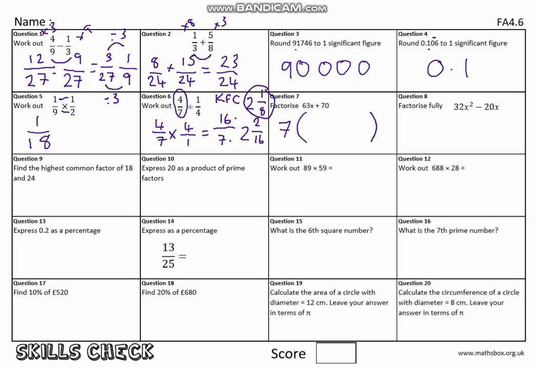To get from 7 to 63, we're going to have to times that by 9, okay? So we're going to put our 9 here, and then we've also got an x, so we'll put our x there. And to get from 7 to 70, we're going to have to times that by 10, okay? So we end up with 7, brackets, 9x plus 10, close brackets. And we can test to see if that's correct, because we can do 7 times 9x, which would equal 63x, and then we can do 7 times 10, which would equal the 70. So we know we are correct on that one.